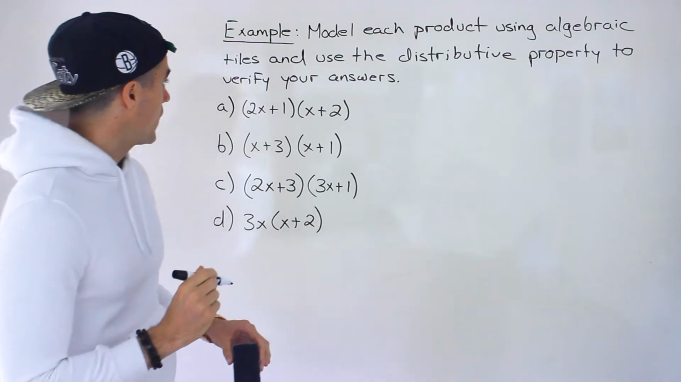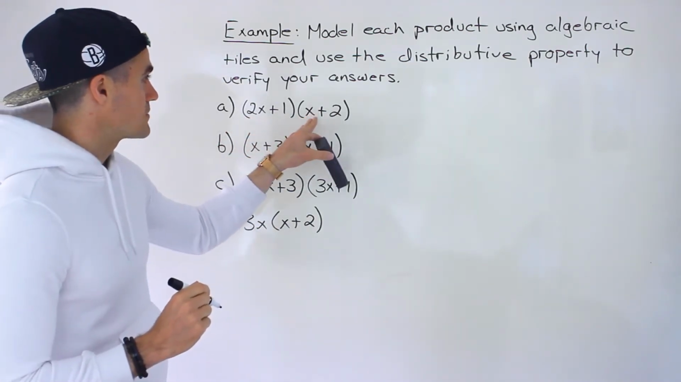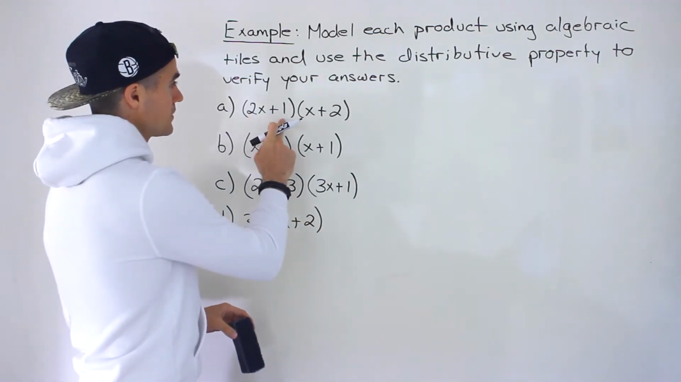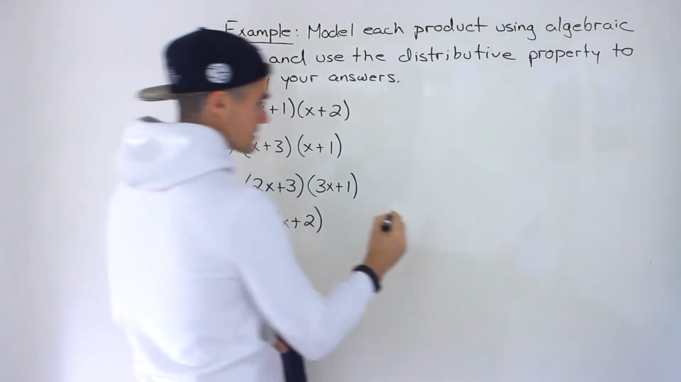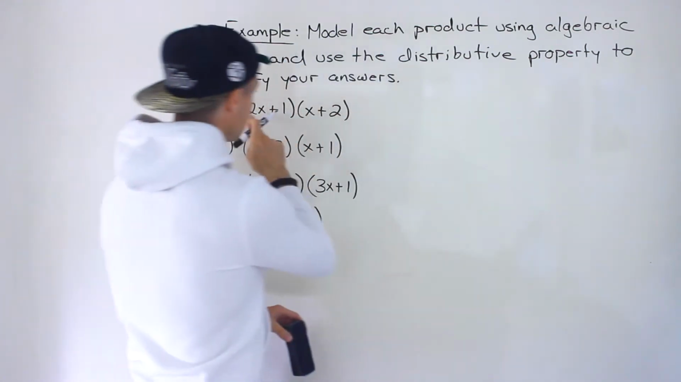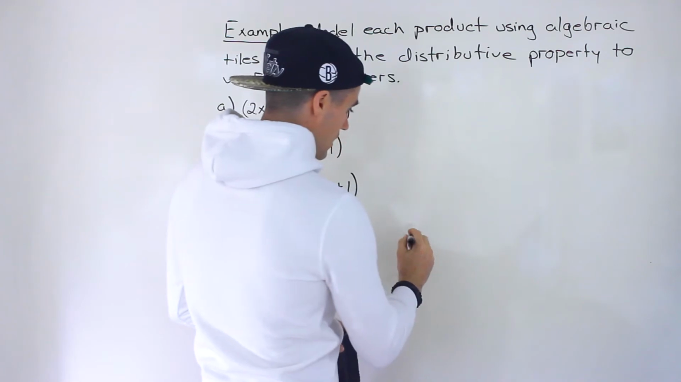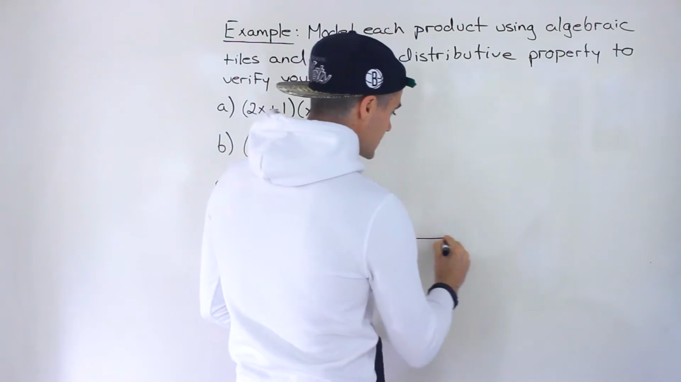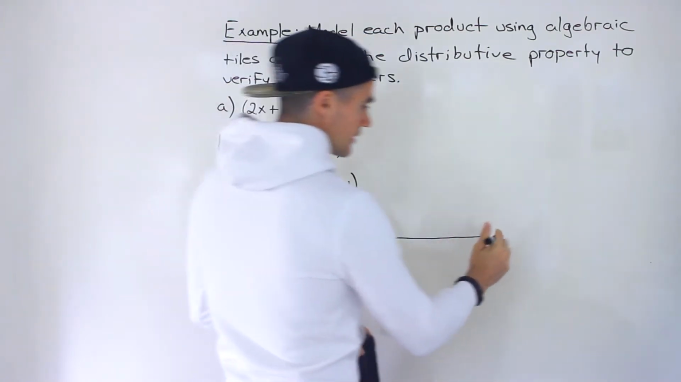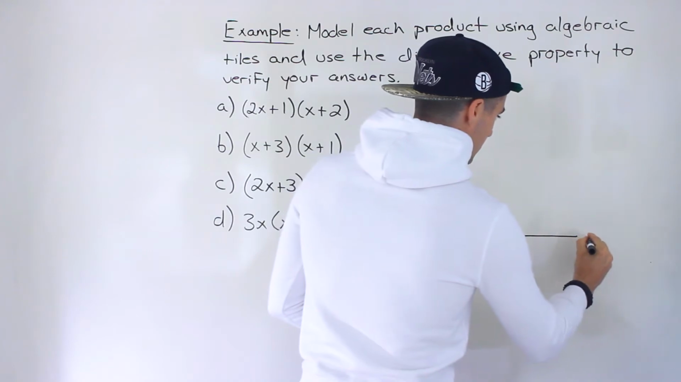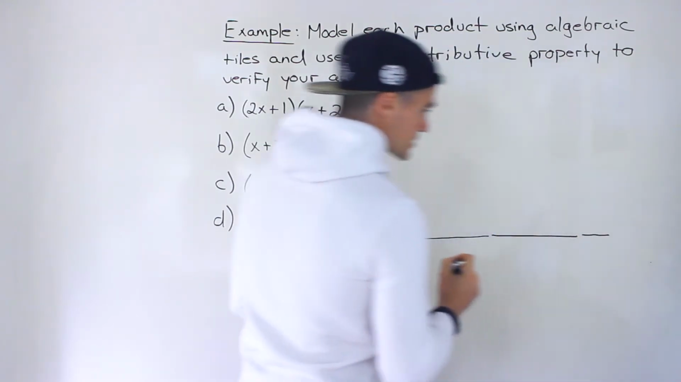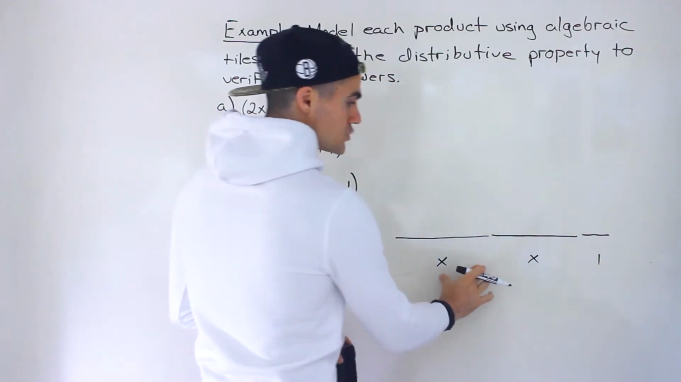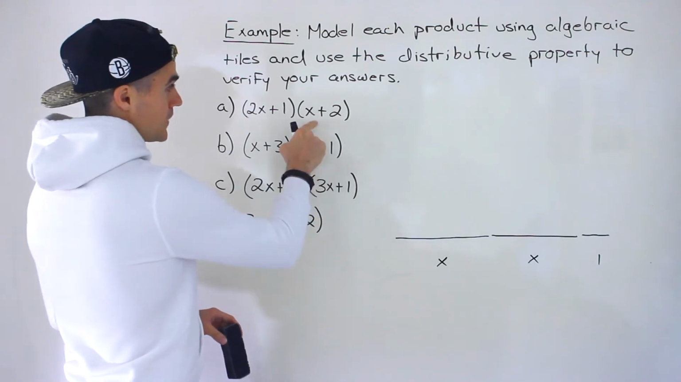So starting with part A, we got 2x plus 1 times x plus 2. So let's start off with the algebraic tiles first. So the 2x plus 1, notice that there are two x's. So the way we do that, let's let this 2x plus 1 be the base of the diagram we're going to draw. So remember, an x we represent with a large line like this, and there's two of them. And then we have the plus 1, which we represent with a small line like that. So we have an x, and then a 1, right? 2x plus 1. And then we have x plus 2.